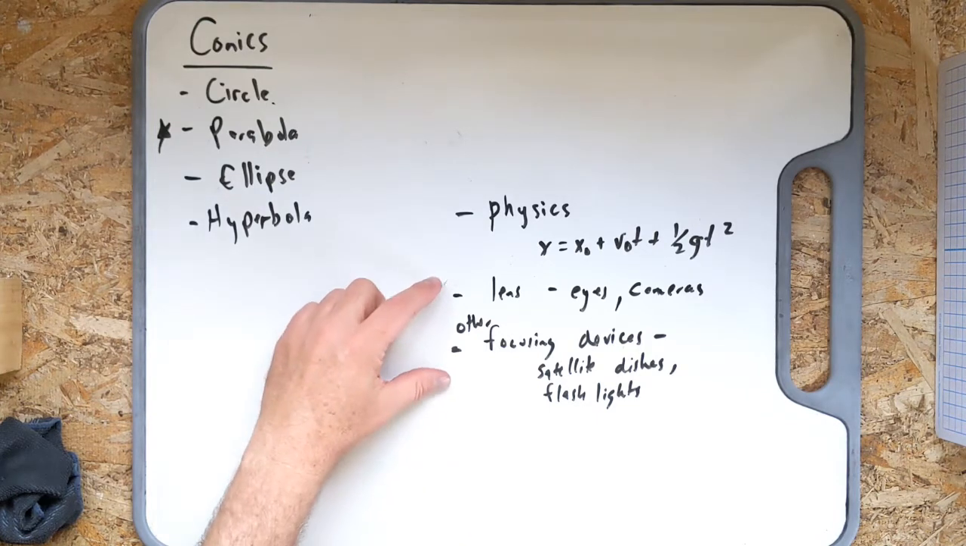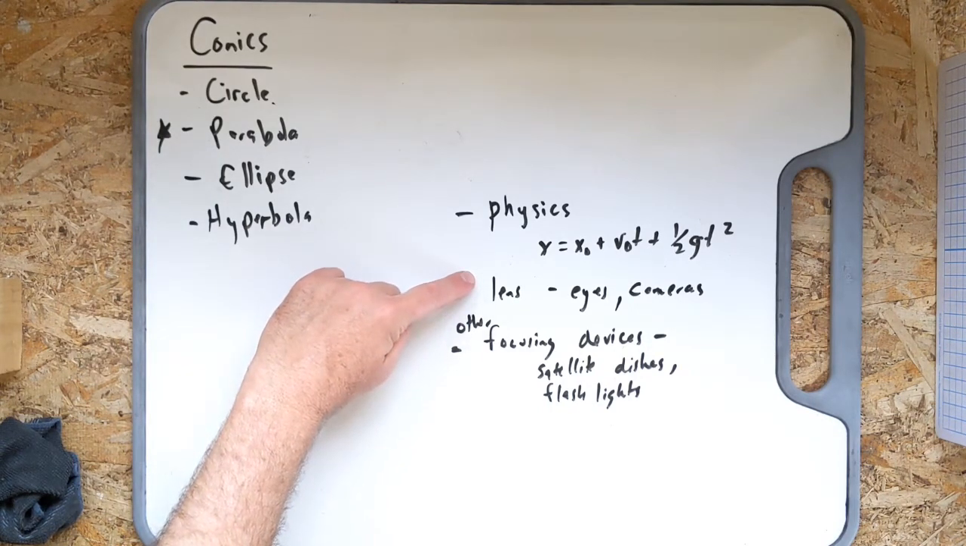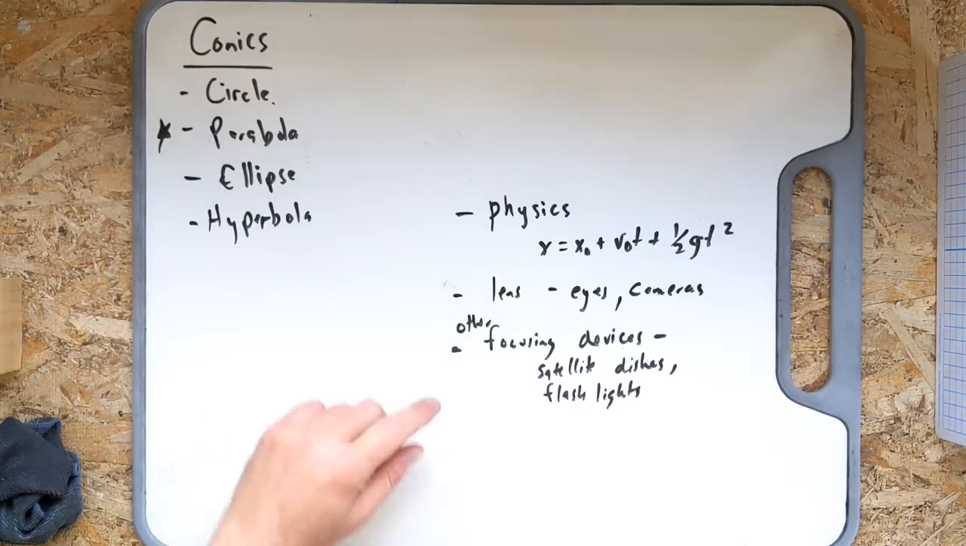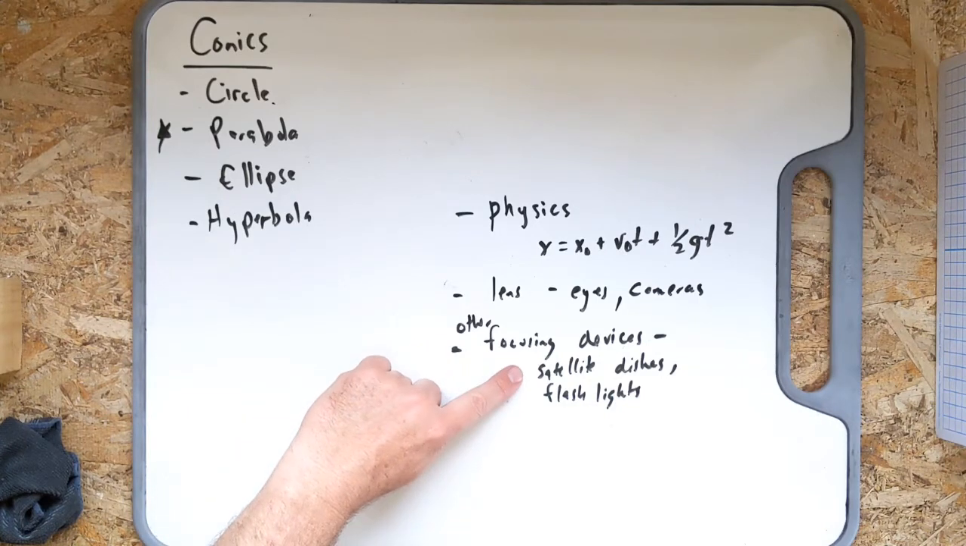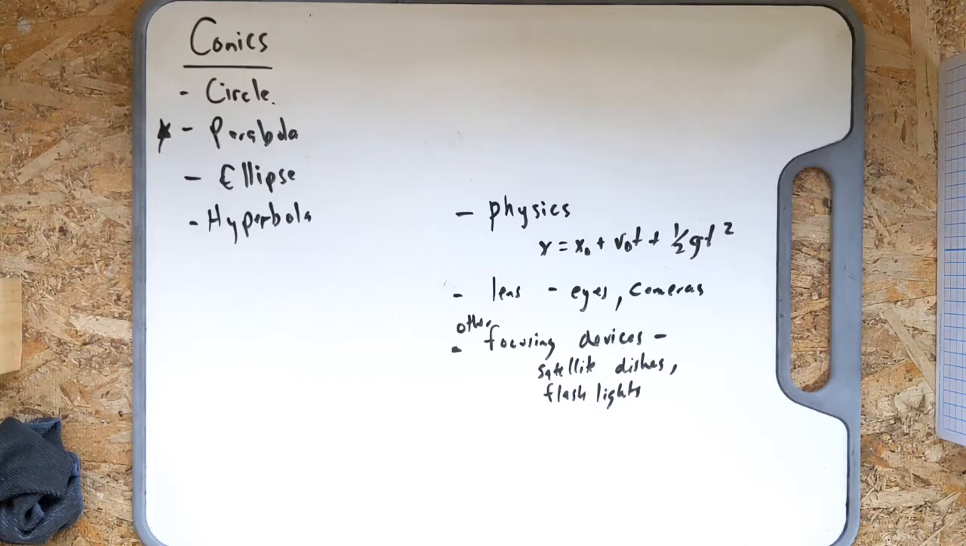The second application is what I call focusing devices. Lenses, for example, in your eye, you actually eyeball the lens of your eye. Our camera lenses are parabolic. And other focusing devices such as satellite dishes, which you probably have in your house to get TV, and flashlights is also a focusing device. Those all use the geometric shape of parabolas. Okay, so this is the high-level applications.